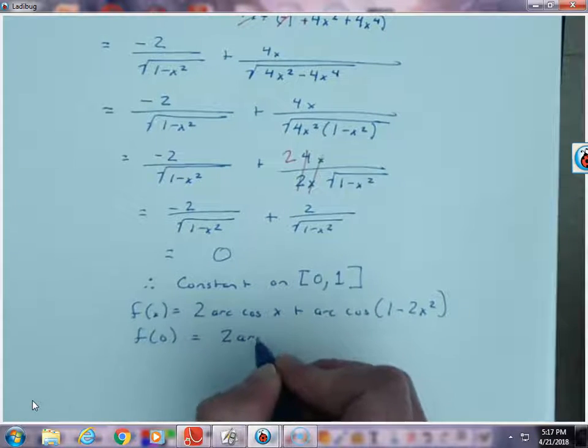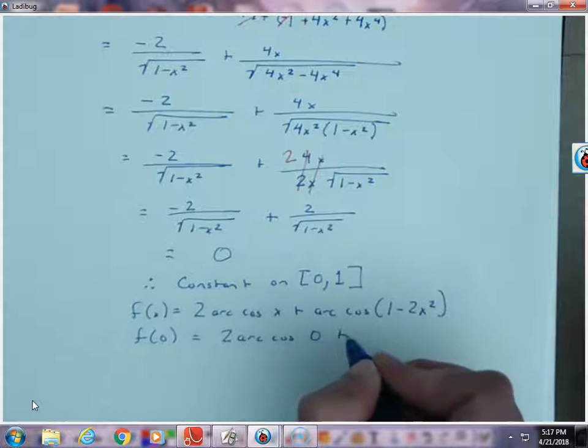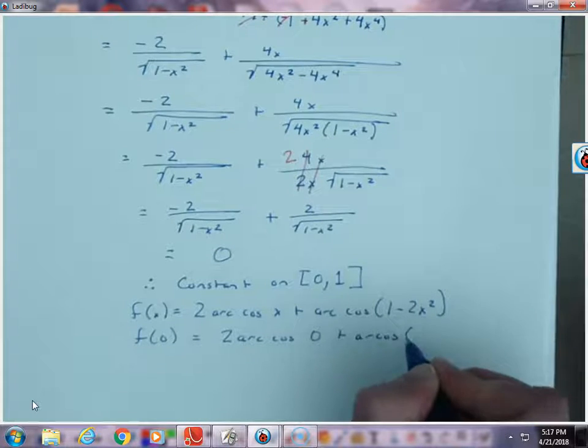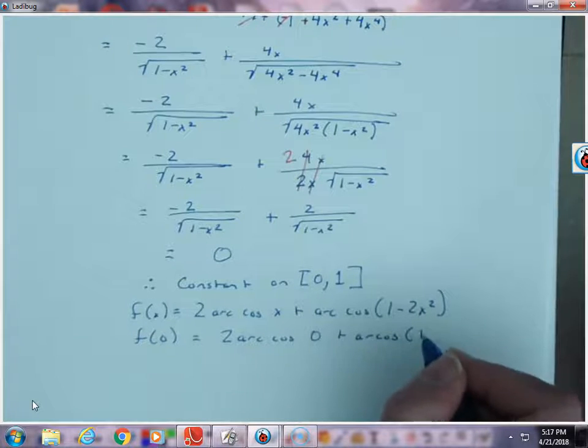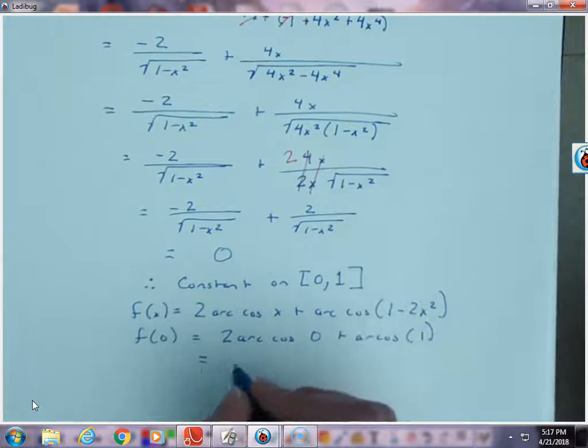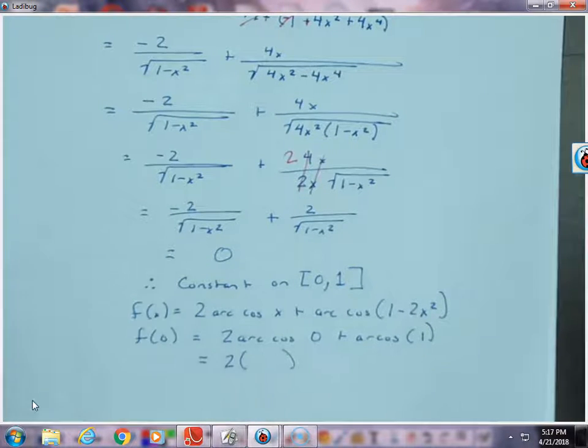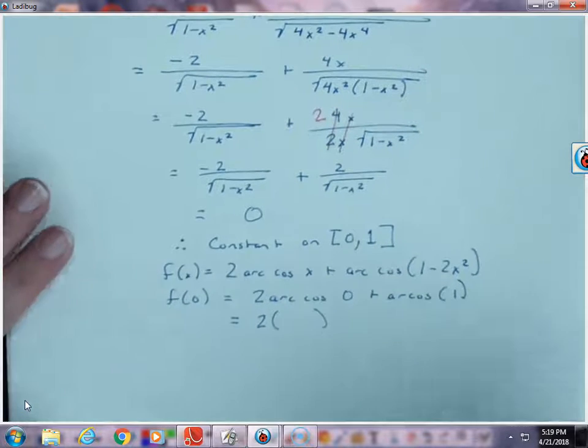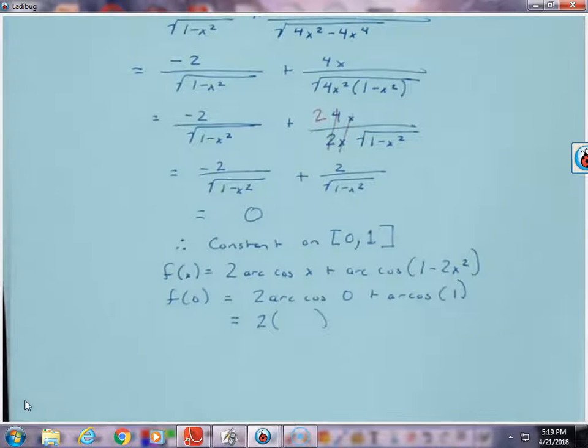So I'd have 2 arc cosine of 0 plus the arc cosine of 1 minus 0, so just 1. Okay, so here we have 2 times the angle whose cosine is 0. Now I want to give you just a little reminder. You are looking on the unit circle to find the angle whose cosine is 0. So you're trying to think about where the x values are 0. But you also have to think about what the ranges of these functions are.